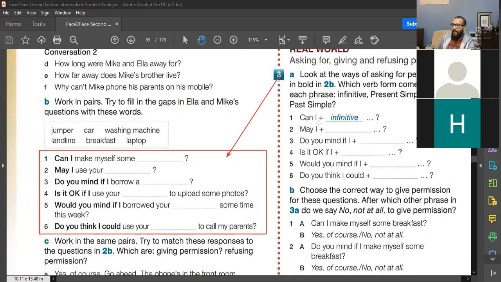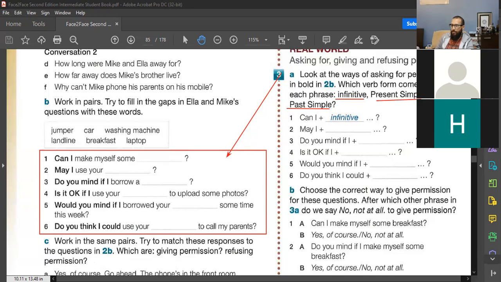So if you use can I, you need to use infinitive. Let me just show you the options that we're going to choose from. It says here, which verb form comes after each phrase. You can either use infinitive, present simple, or past simple. So we've got 3 options. The first one, can I? We use infinitive. What about may I? What do we use after may I?